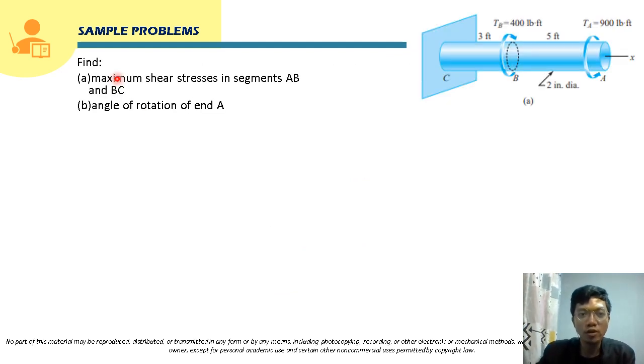To solve for the maximum shear stresses in segments AB and BC, we are going to use the formula T rho over J.